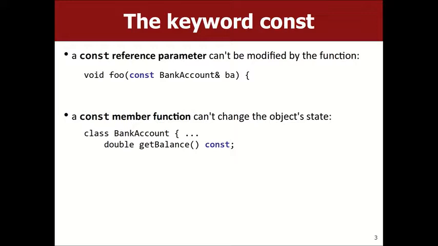And those two uses of the word const are related, because the first one only lets you call methods from the second one. If you have a parameter that's const, it will only allow you to call methods that are declared as being const on it. So it's good practice when you're writing a class to look at all your methods and figure out which ones don't change the object state and write the word const at the end of them.